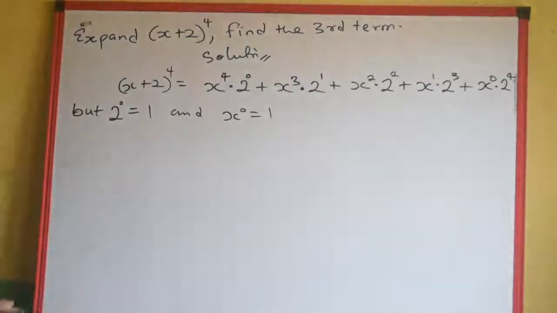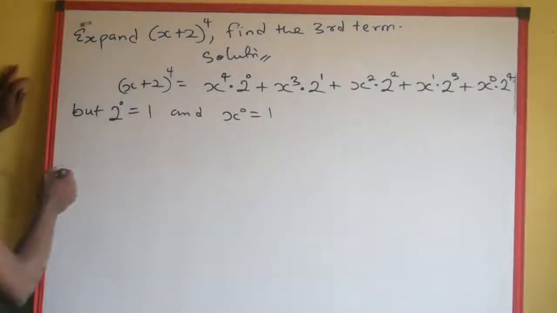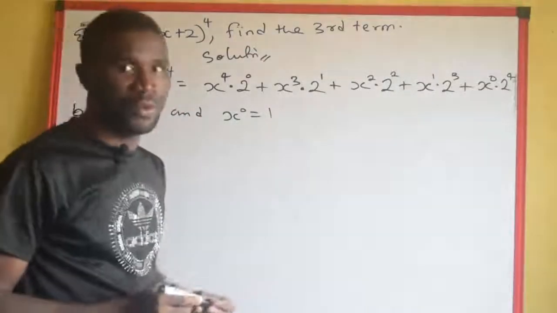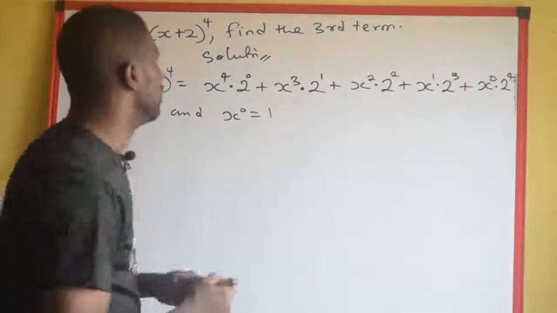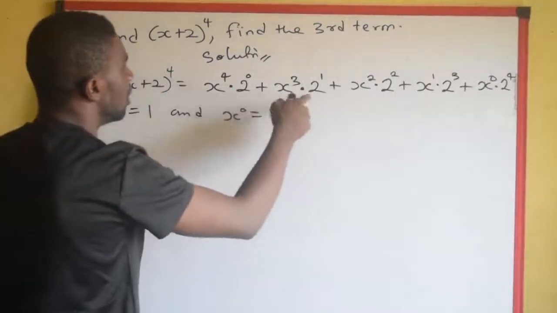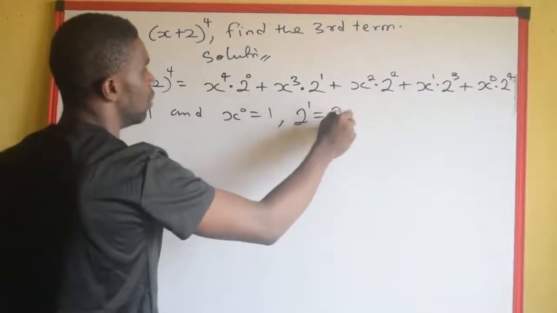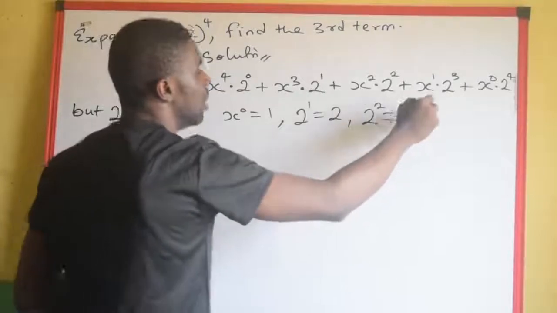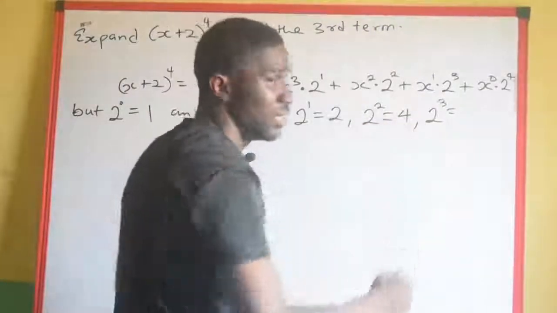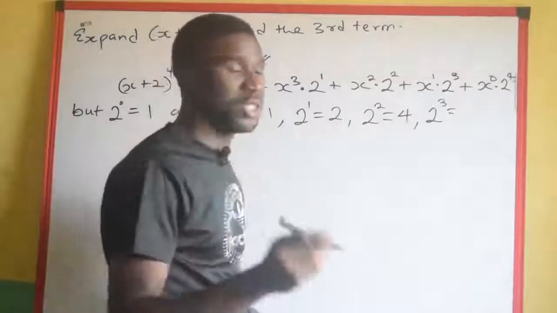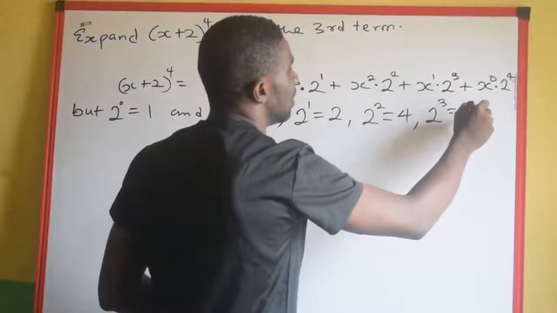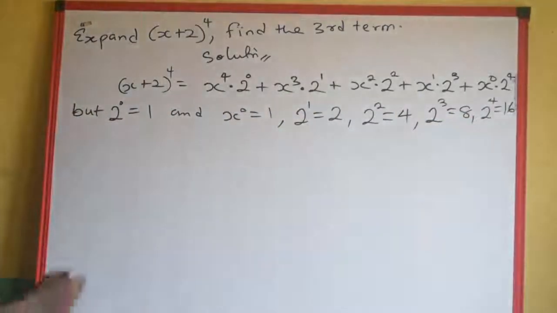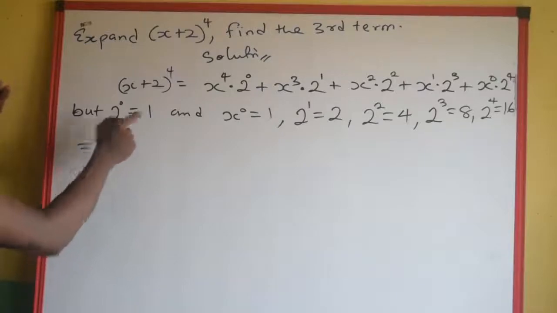Now, let me just handle this, guys, before taking the entire result. So 2 raised to the power 1 will give us 2. 2 raised to the power 2 means repeat 2 two times and multiply, we'll get 4. 2 raised to the power 3 means repeat 2 three times and multiply, so that you get 8. And 2 raised to the power 4 will give us 16.